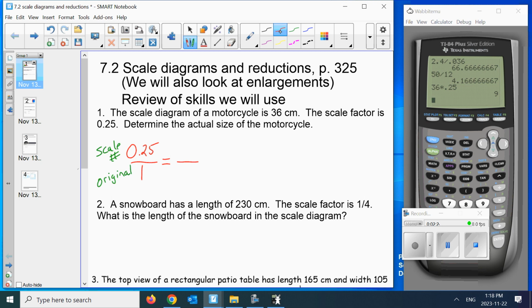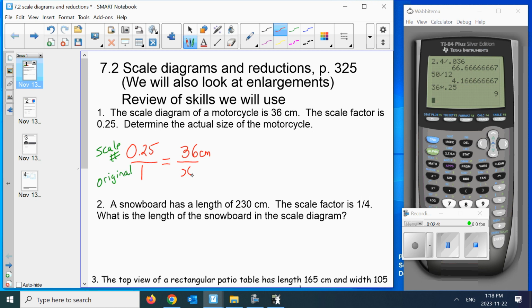Okay. The scale diagram of the motorcycle is 36. So the scale number is always on the top, on the left and on the right. So I'm going to put the 36 here. And the scale factor is decimal 25. Determine the actual size of the motorcycle. I'm going to just use the letter X because it's a common algebra variable. I make my X like handwritten.